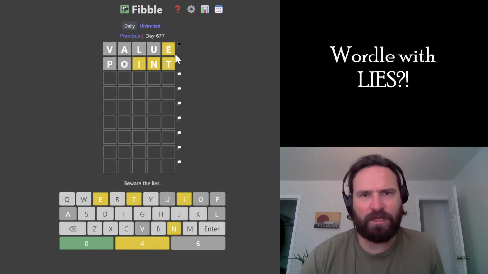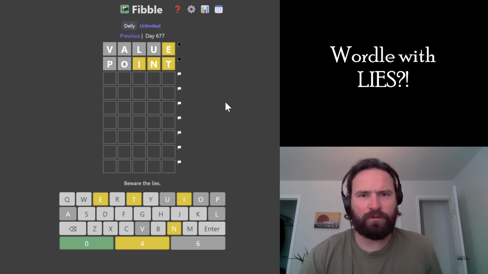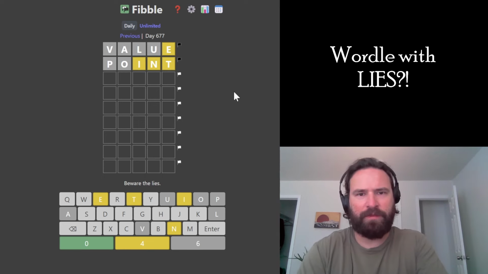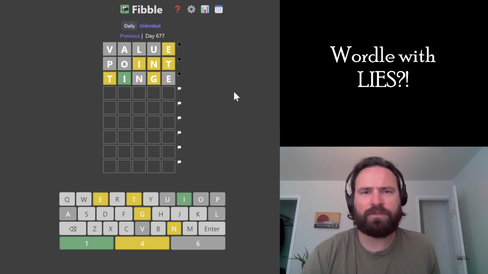All right, so now all of a sudden, we have four possible letters that could be in this word, and we can use all four of them together, and they can only lie to us once, so we're going to figure something out. I think tinge uses all four letters and gets a G involved, which isn't an unbelievable letter to get involved, but it feels good to me.